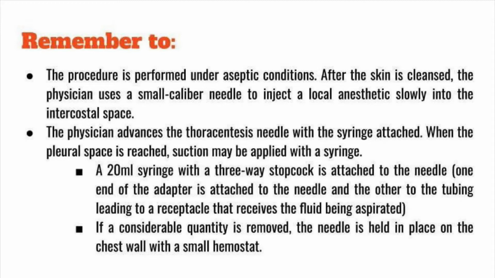After the skin is cleansed, the physician uses a small caliber needle to inject a local anesthetic slowly into the intercostal space. The physician advances the thoracentesis needle with the syringe attached. When the pleural space is reached, suction may be applied with the syringe. A 20 ml syringe with a three-way stopcock is attached to the needle. If a considerable quantity is removed, the needle is held in place on the chest wall with a small hemostat.